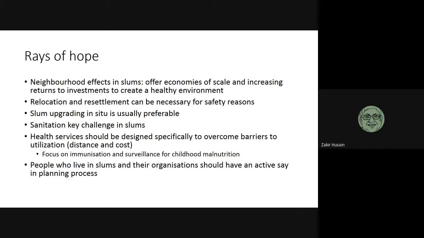Model bastis have been built up, permanent houses with 4 or 5 stories, and people have been told that, okay, you go there and settle. So this can be an option, but more important is in situ development. So you keep the slum people over there, but you develop or upgrade the slums. And here, sanitation and health are going to be the key challenges.